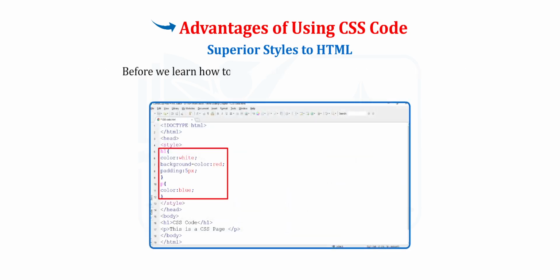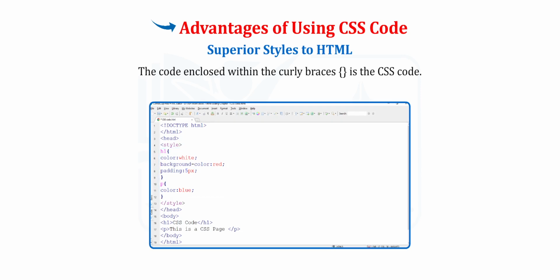Before we learn how to write CSS code, let's take a look at the code. Some part of the above given code may look similar to you. In the above code, we can see some lines of HTML code. The code enclosed within the curly braces is the CSS code.